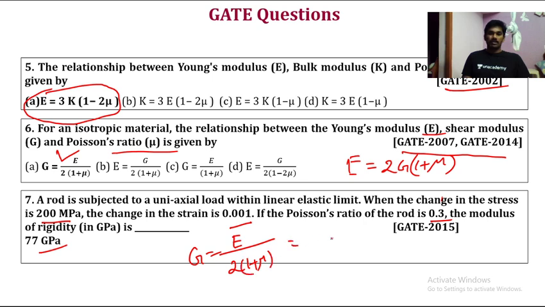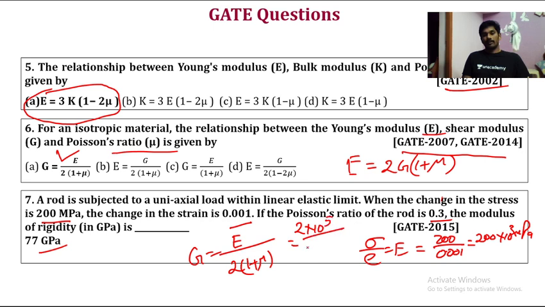If you know stress by strain is equal to Young's modulus, where stress is given as 200 MPa and strain is 0.001, then 200 into 10 power 3 MPa is your stress. This is your Young's modulus, 2 into 10 power 5, divided by 2 into (1 plus mu), where mu is given as 0.3. Solve it. You will get the answer 77 GPa.